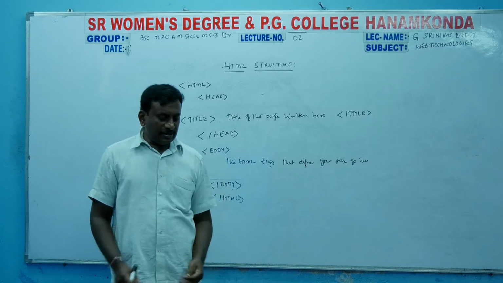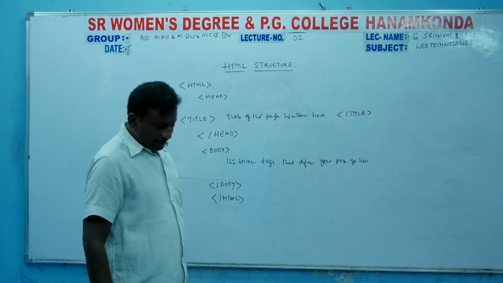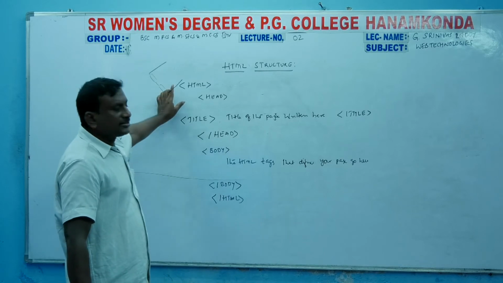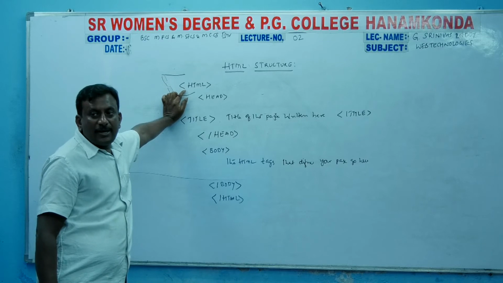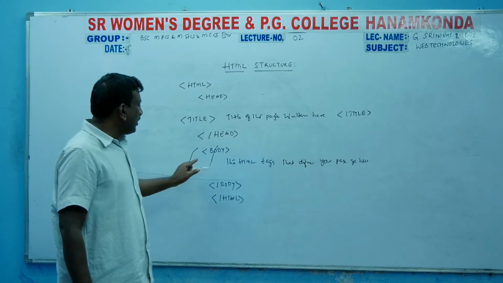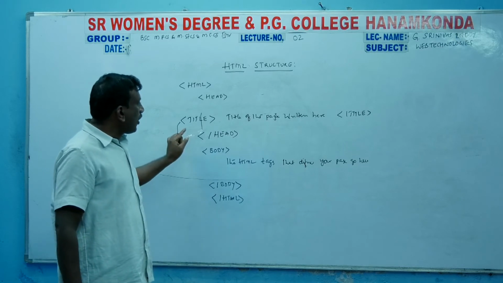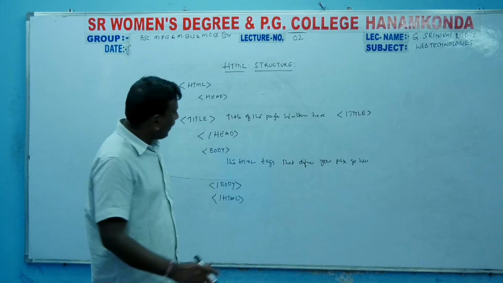Next, what do you mean by this? HTML is nothing but the tag that identifies the hypertext markup language. In every HTML structure, the beginning is HTML and the ending is HTML close. The body is mandatory, and the title is an optional tag, and head is there. Next, the tag identifies this tag.